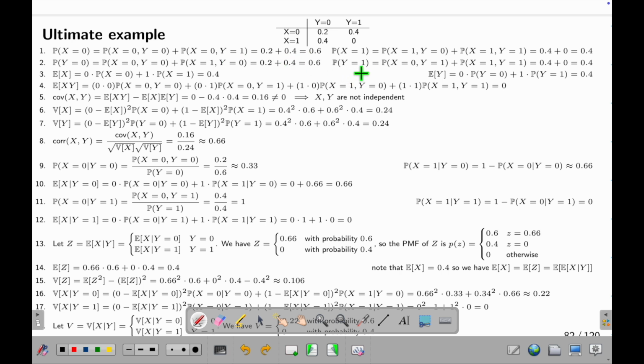Y is 1. Y is 1, I don't care about x. I squeeze it on top. Then I add these two up and add these two up. So that means I just consider these two numbers. That will be 0.4. Right? Yes, 0.4. What does it mean?